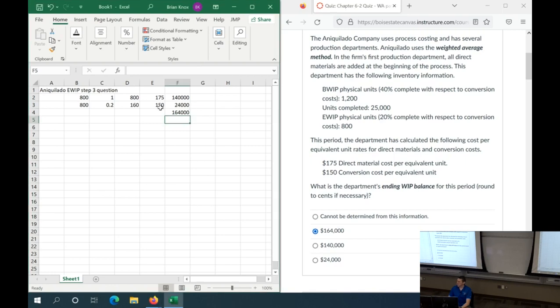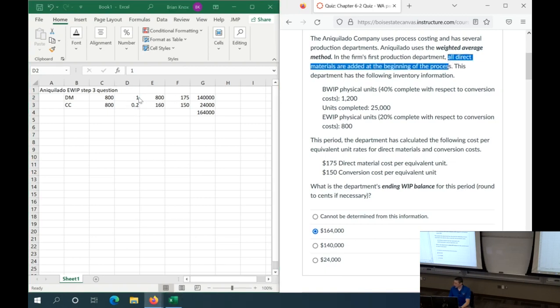So we took the physical units in ending WIP, which is 800, and multiplied it by the respective percents complete for the two categories of cost that we have. This sentence right here tells us that all direct materials in ending WIP must be 100% complete because direct materials are added at the very beginning of the process. If it's in ending WIP, that means it is in process, means it has started its process. So all direct materials have been added. So the equivalent units in ending WIP with respect to direct materials is 800.